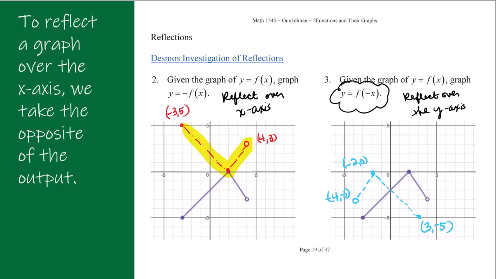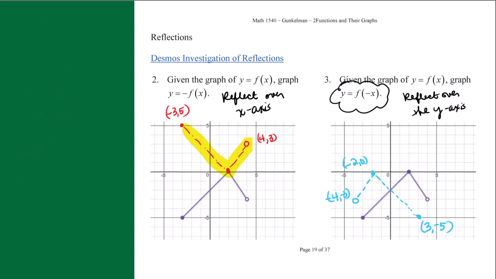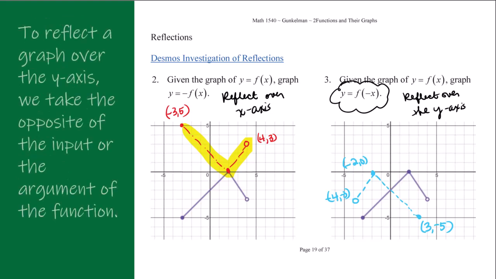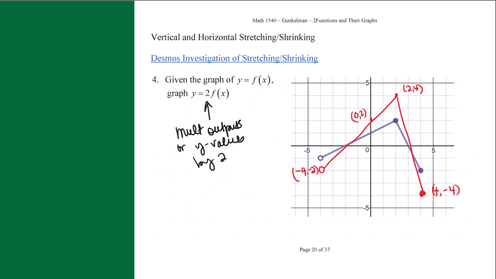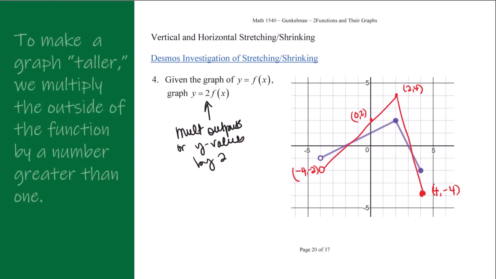To reflect a graph over the x-axis, we're going to take the opposite of the output. And to reflect a graph over the y-axis, we're going to take the opposite of the input, or the argument of the function, right? So you're summarizing what we did in this lesson. Again, use your own words. It doesn't have to be my words, of course.